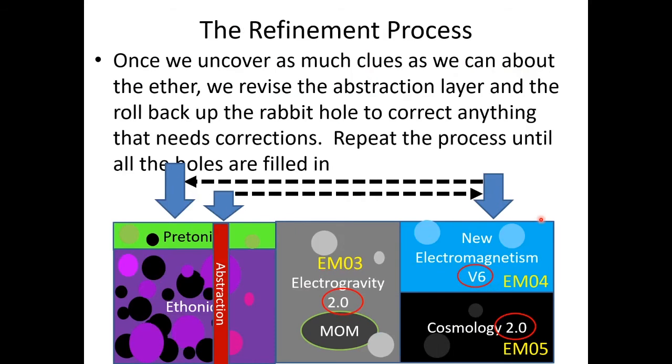Okay, so how the refinement process works: as we start correcting things and making patches and corrections and filling in holes, we're going to move the abstraction layer back and just keep moving it down the rabbit hole. But again, every time we move the abstraction layer back, we still have to go up the rabbit hole to see if there are any changes that could give us more information about the holes underneath the abstraction layer where it is right now. Okay, and we're going to keep repeating this process until all the holes are filled in. That is the refinement process. And I think I've actually explained this better here than I explained it in the electrogravity paper.